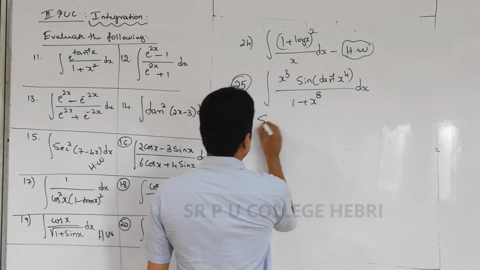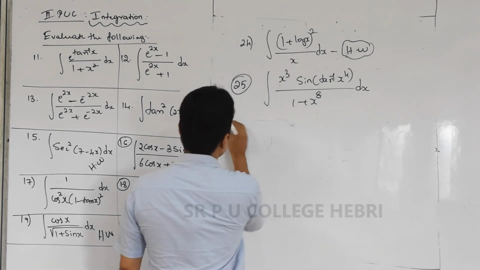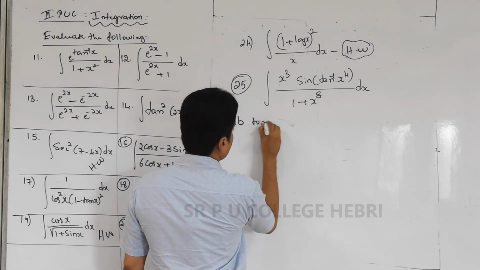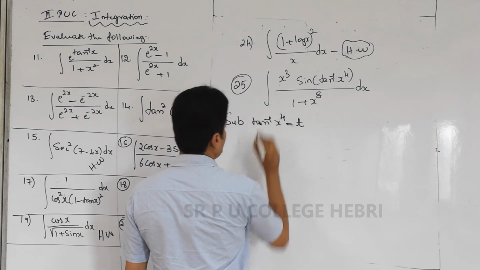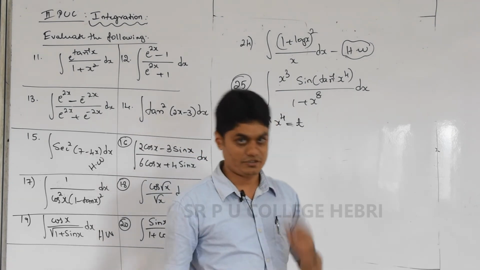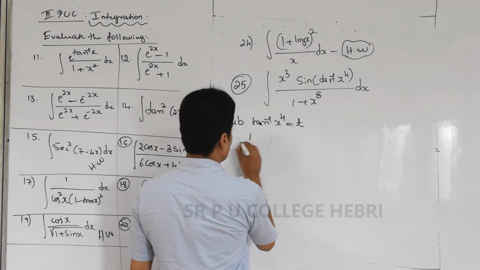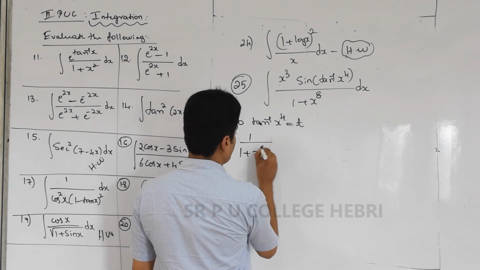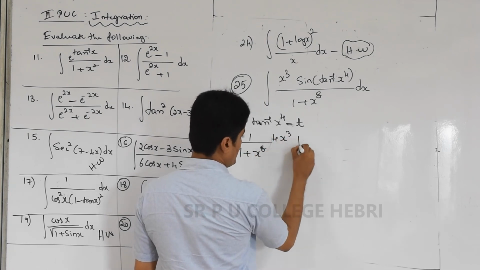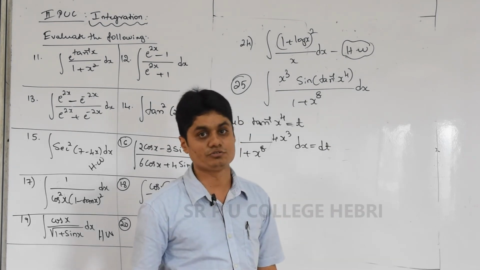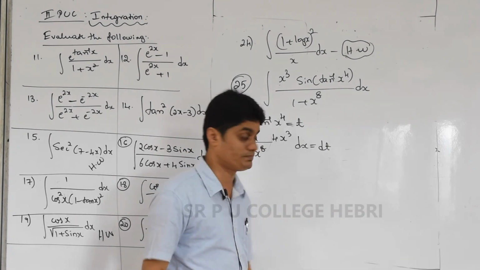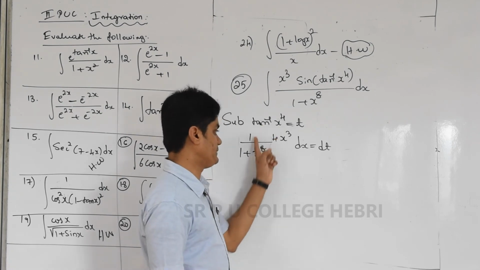So please remember, substitute tan inverse of x to the power 4 equal to t. Please remember, you are going to substitute tan inverse of x to the power 4 equal to t. So that is 1 by 1 plus x to the power 8. Differentiation you know, right? Here I can't teach differentiation. Please remember that. In integration, don't expect me to teach differentiation. Definitely not possible. So for tan inverse, you know the derivative is 1 by 1 plus x square.